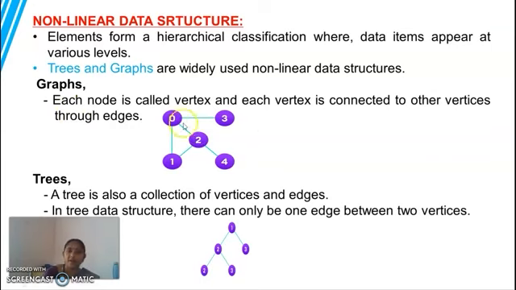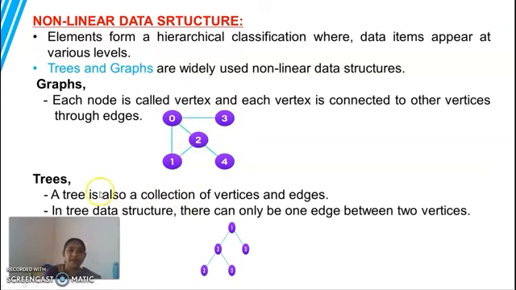Here all the data elements are not in a sequential manner. It is formed in a hierarchical way. 0 and 3 are at the first level, 2 is at the next level, and 1 and 4 are at the third level. So here we are arranging the data elements in a hierarchical manner.